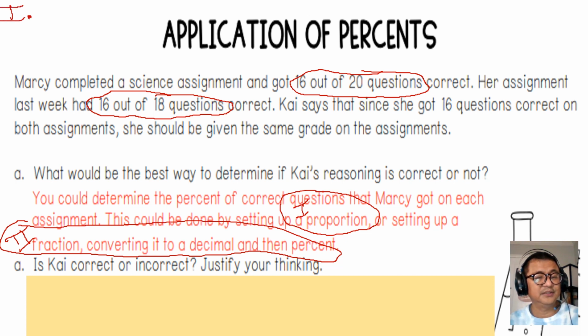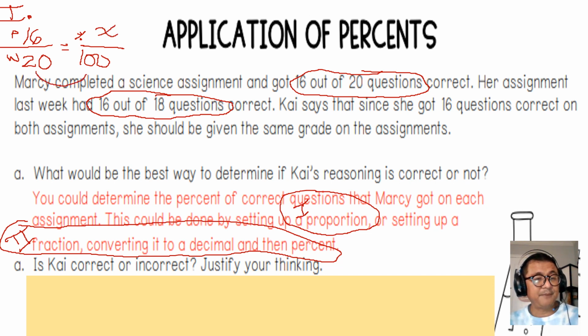Okay, look at this one. I'm using the red ink to show 16 out of 20. Look, I put my ratio chart, part over whole is equal to percent over 100. Always write that proportion. So I know the part is 16 out of 20. The percent is missing. That's an X.